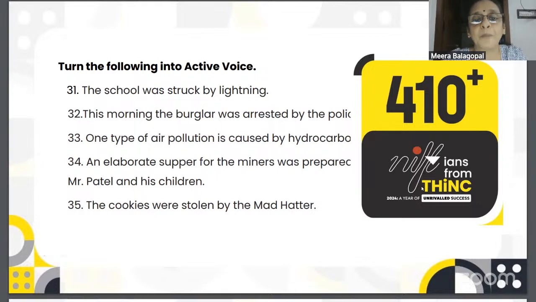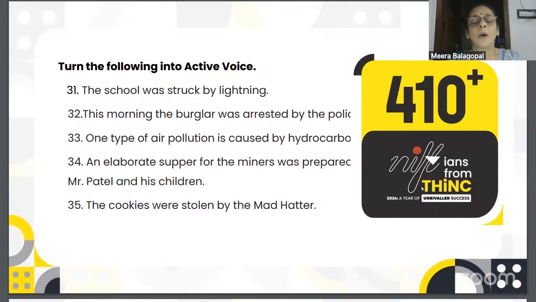One type of air pollution is caused by hydrocarbons. So this is also passive voice. Change it into active voice. Hydrocarbons cause one type of air pollution. Hydrocarbons becomes the subject in the active voice. So hydrocarbons cause one type of air pollution.